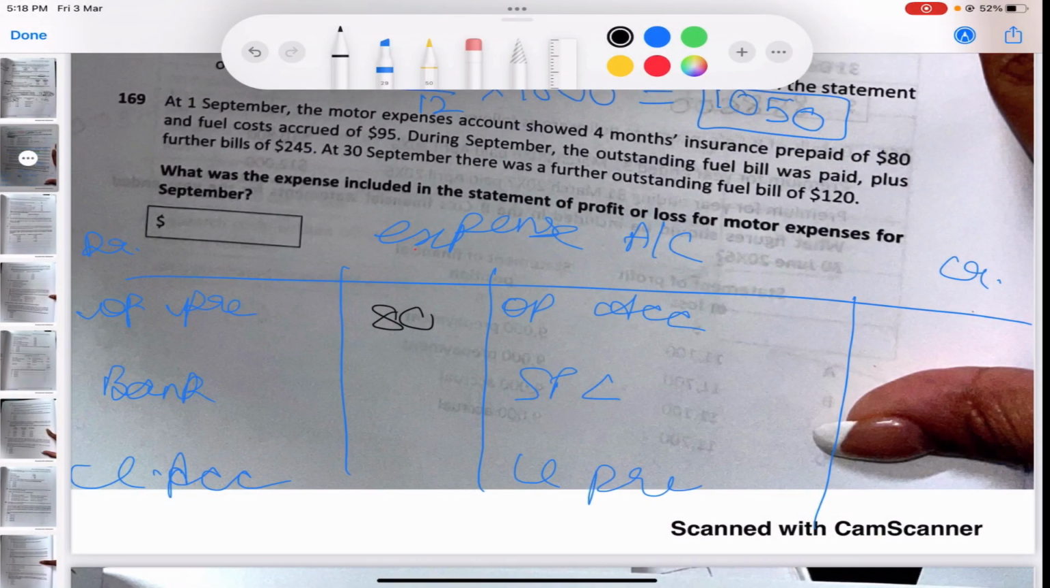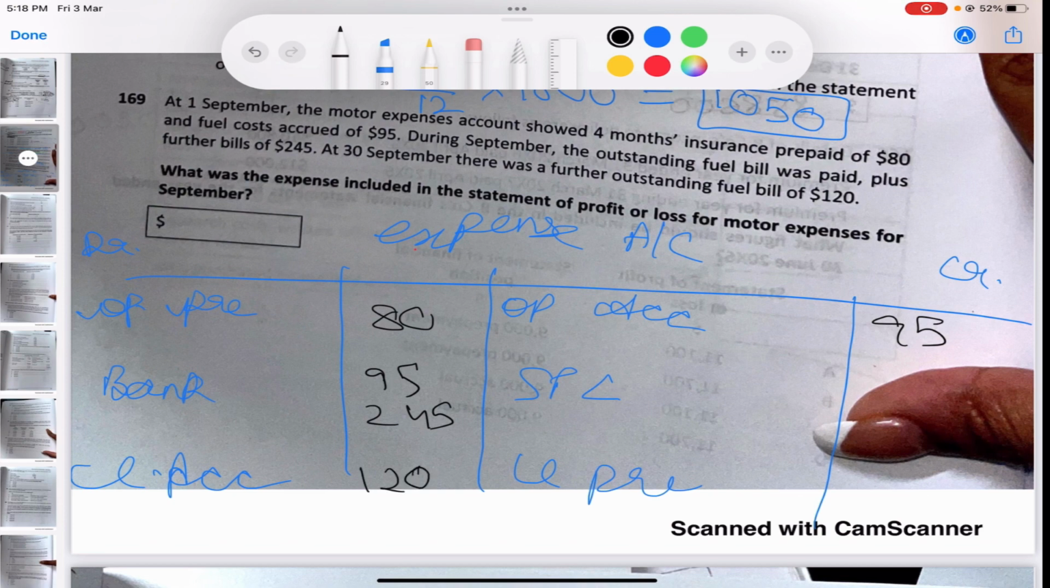Okay, and insurance prepaid of 80, fuel cost accrued at 95. So my opening accrued is also given in the question, which is 95. During September, the outstanding fuel bill was paid. So the outstanding fuel bill, which was 95, was paid from the bank, and further bills of 245 were also paid from the bank. Okay. At 30 September, there was a further outstanding fuel bill of 120. So my closing accrued is given in the question.